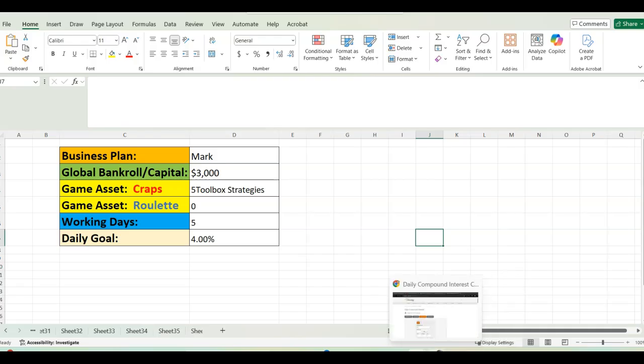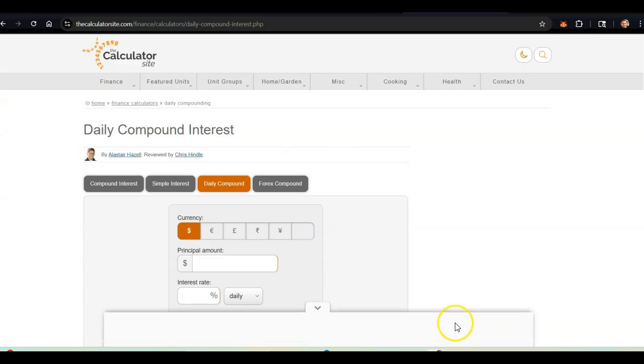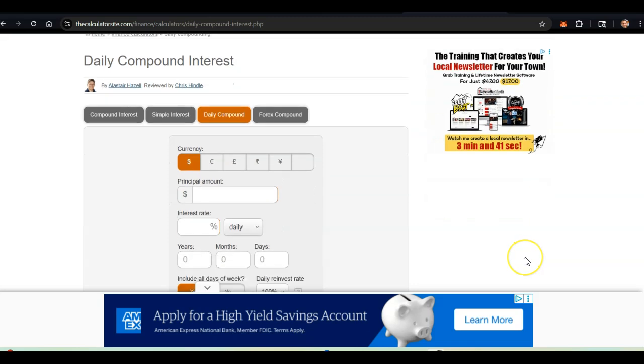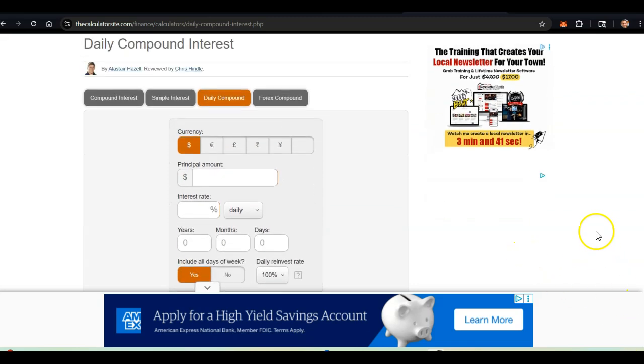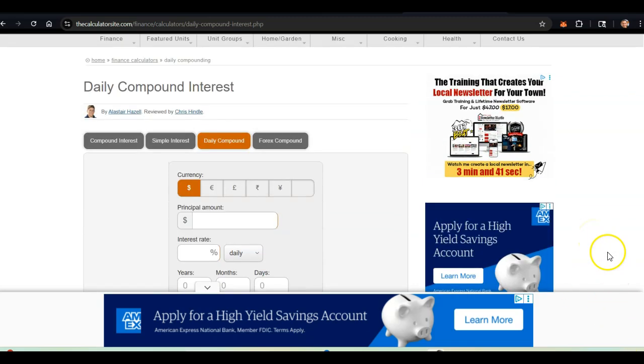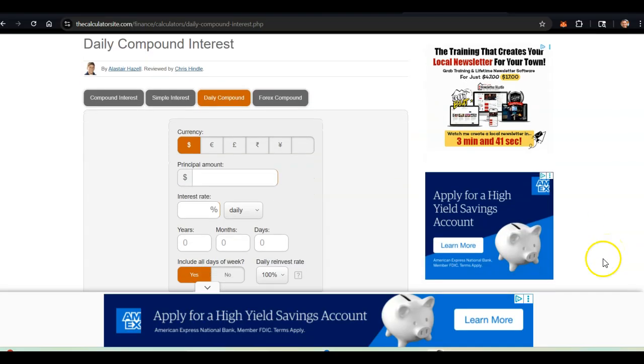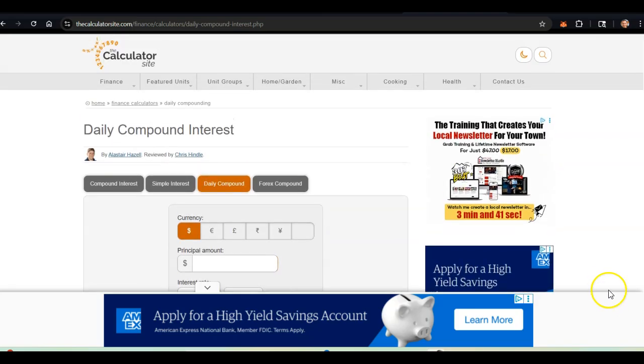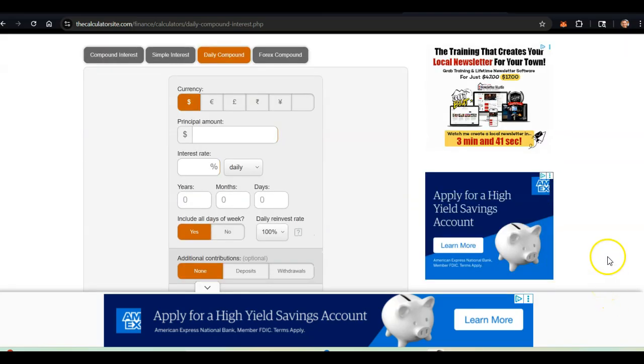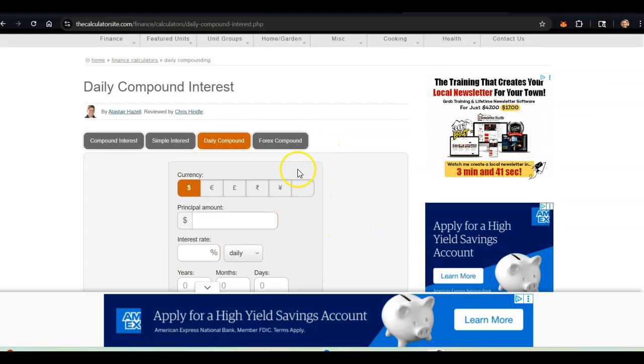All right, so let's jump into it. And here we are at our, how do I get rid of this thing? It's annoying the hell out of me. I guess there's no way to get rid of it. All right, so is there a way to get rid of this? I don't remember that popping up on the bottom before. Well, if not, nothing we can do about it. So here you go. We're at the daily compound calculator.